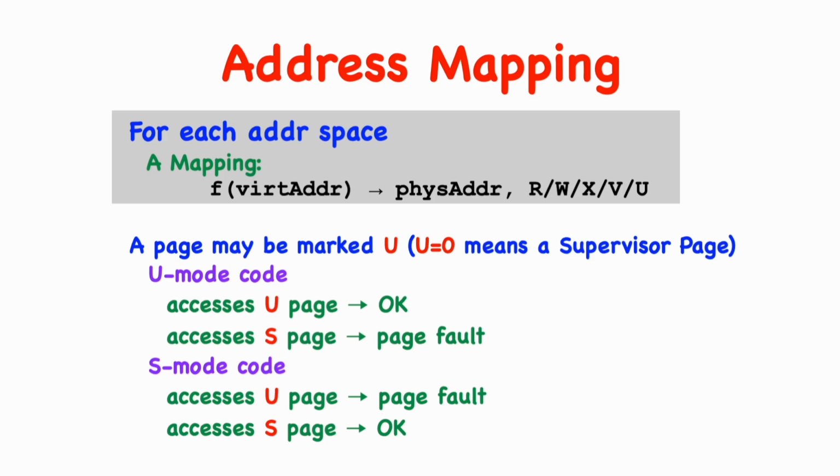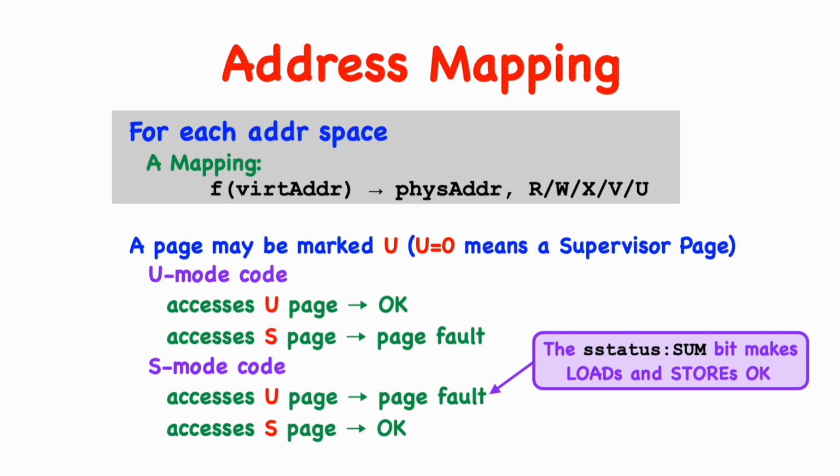However, in some circumstances, it's necessary for the kernel to get data from the user's address space and to store data back into the user's address space. For example, the passing of arguments to and the returning of results from system calls sometimes requires this access. So for this, there's a bit in the status register called SUM, for Supervisor User Memory Access, that can be used to override this protection. If the kernel temporarily sets this bit to 1, then loads and stores to pages marked as user pages would now be allowed.